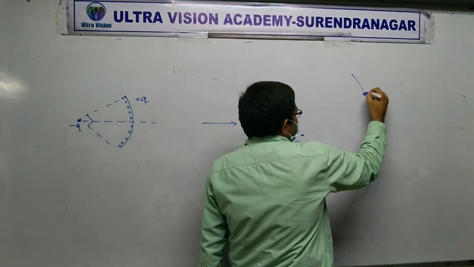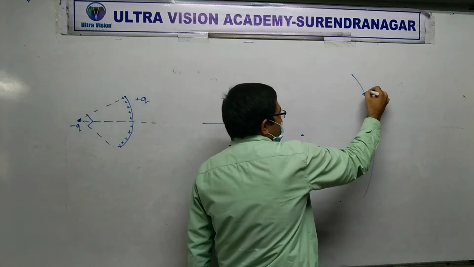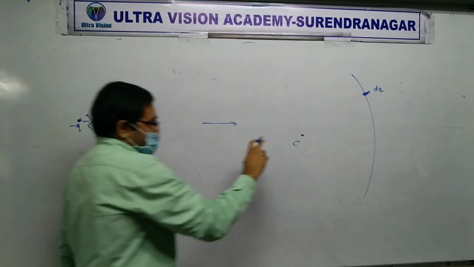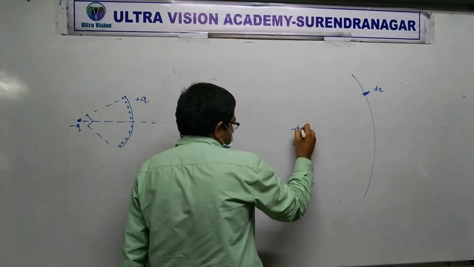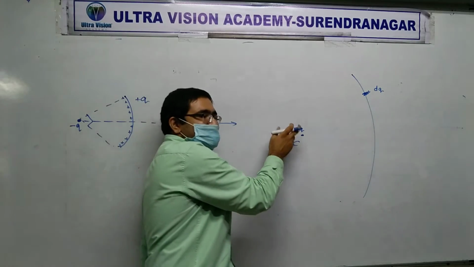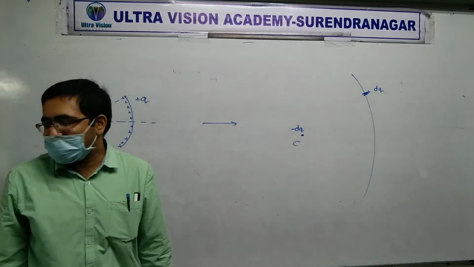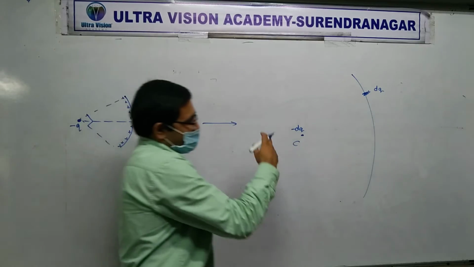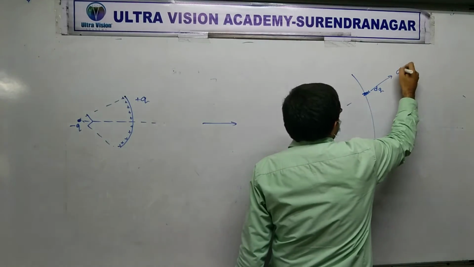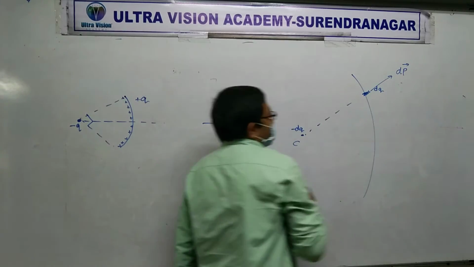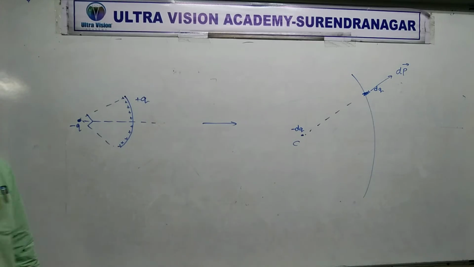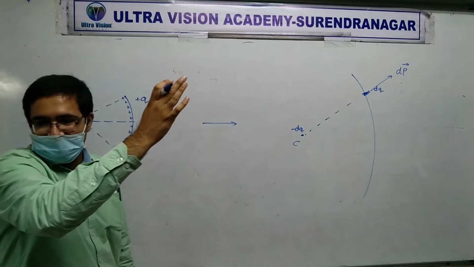Let's draw something like that again. Here is the center, and here is a small portion with charge dq, positive. Correspondingly, we think of a very small charge out of the total charge minus q. The dipole will be in this direction. That is dp vector, the small dipole moment in that direction.